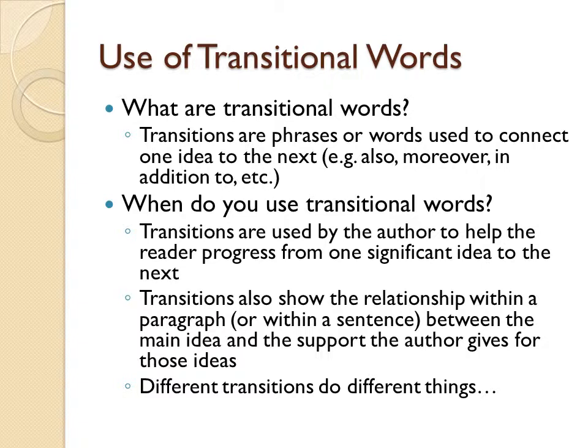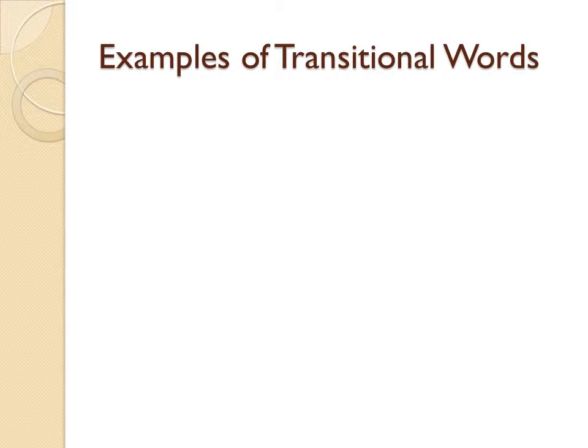Transitions are used by the author to help the reader progress from one significant idea to the next. Transitions also show the relationship within a paragraph or within a sentence between the main idea and the support the author gives for those ideas. Different transitions do different things. Examples of transitional words.